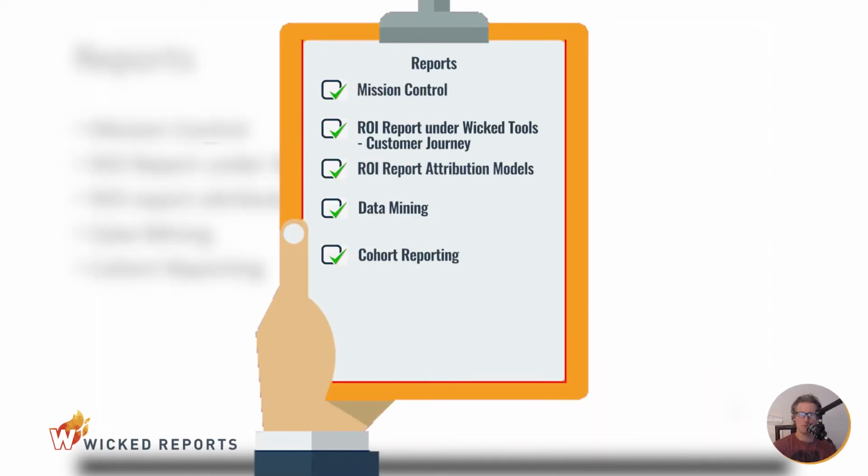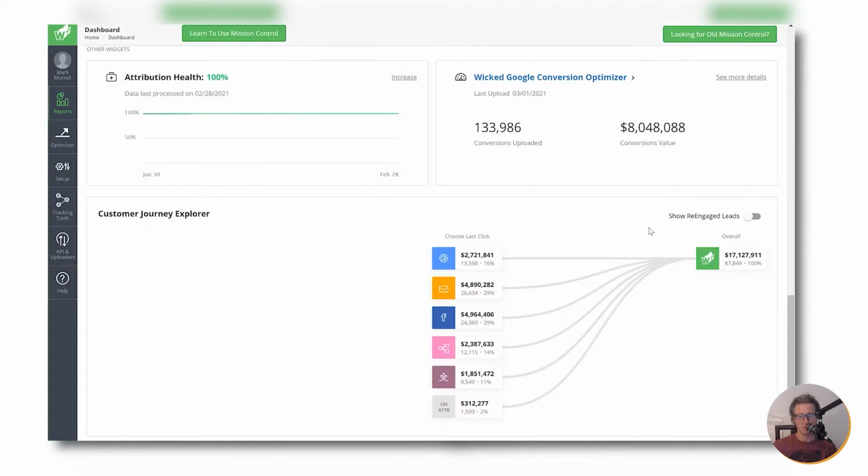There are 5 reports that explicitly call out the customer journey in different ways. These are the ones listed here. I'm going to actually show you specifically how to do that. Let's look at the Mission Control Report. When you scroll down to the bottom, you'll see Customer Journey Explorer. This is a 10,000-foot view of how the customer journey is happening with your customers.